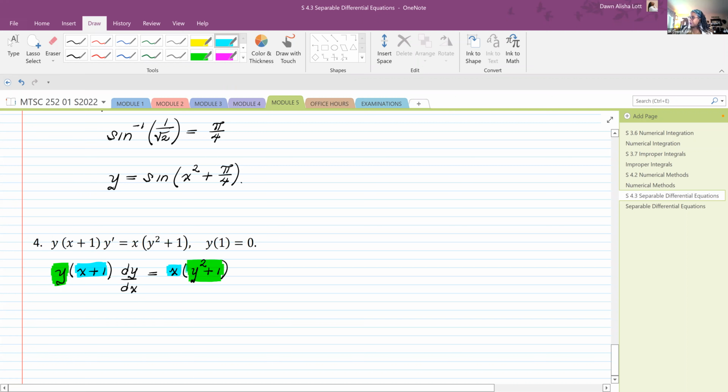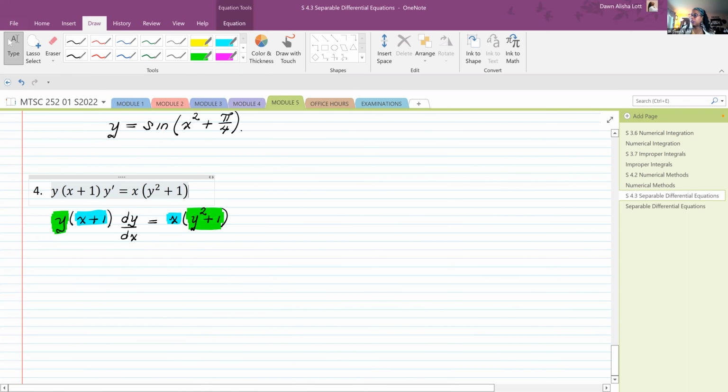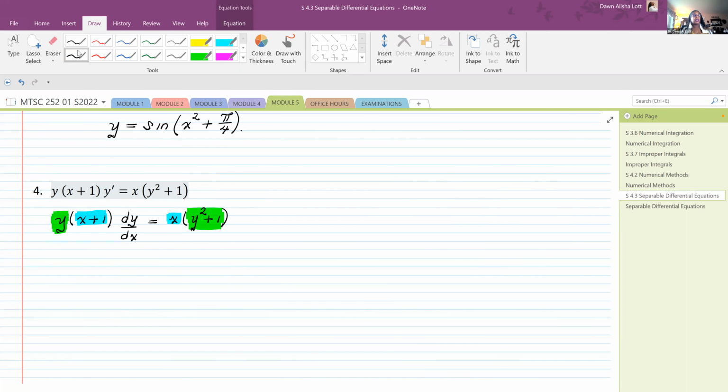And now that I think about it, I don't think we can actually use this initial condition. So I'm going to delete it, and we're just going to have a general solution. Okay, anybody have an idea of what it's going to look like with y's on one side and x's on the other?